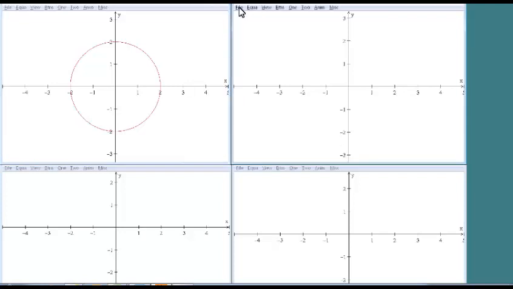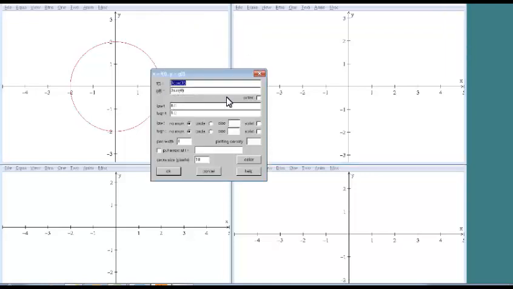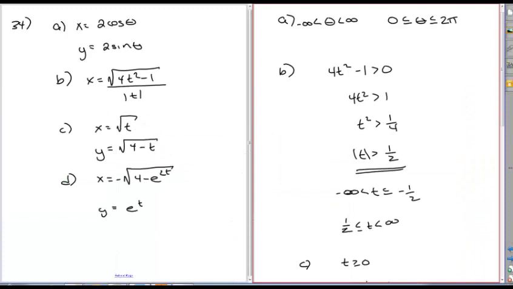Let's go to the next one, which is, well, this will be B, because that's where it's oriented on there. OK, go to equation, parametric. And the equation is the square root of 4t squared minus 1 divided by the absolute value of t. Hopefully that one works out. I don't know about the formatting. 1 over t. And we said that, let's go back to our thing. We said t is greater than half and infinity.